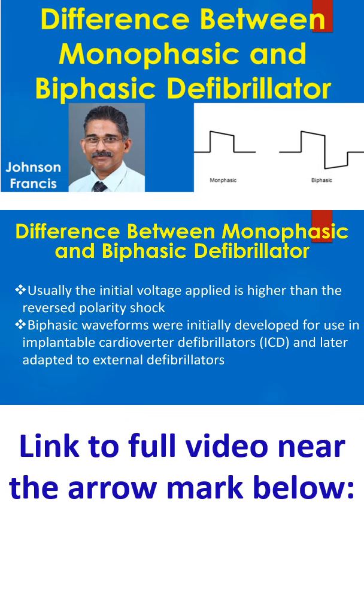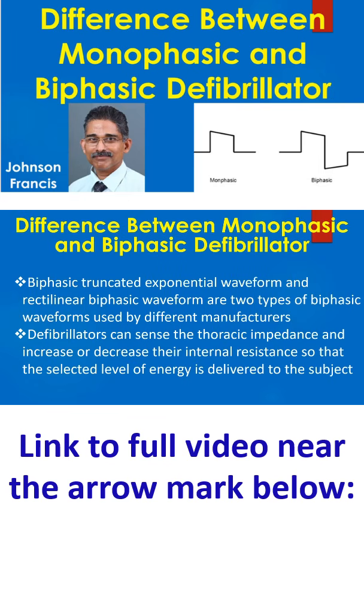Biphasic waveforms were initially developed for use in implantable cardioverter defibrillators and later adapted to external defibrillators. Biphasic truncated exponential waveform and rectilinear biphasic waveform are two types of biphasic waveforms used by different manufacturers. Defibrillators can sense the thoracic impedance and increase or decrease their internal resistance so that the selected level of energy is delivered to the subject.